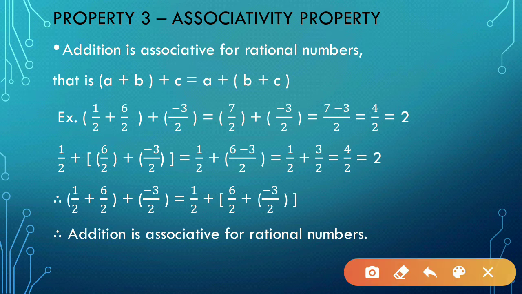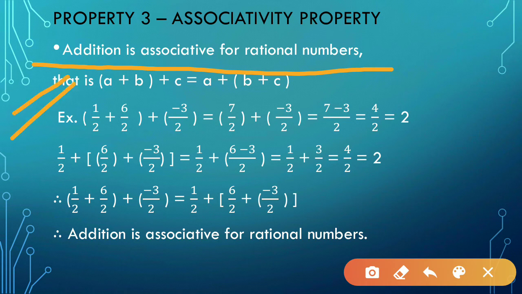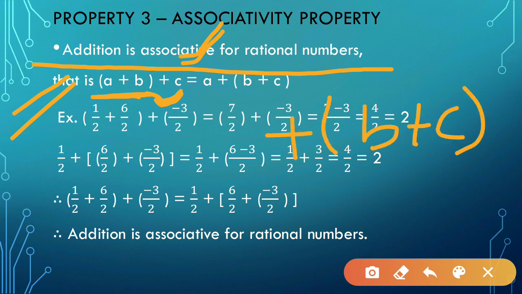Our third property is the associativity property, or we can also say associative property. Addition is associative for rational numbers. That is, this is the condition: if you add a plus b together and then add c to it, you will get the same result as when you add b plus c together and after that add a to it. This is the condition for the associative property in addition.